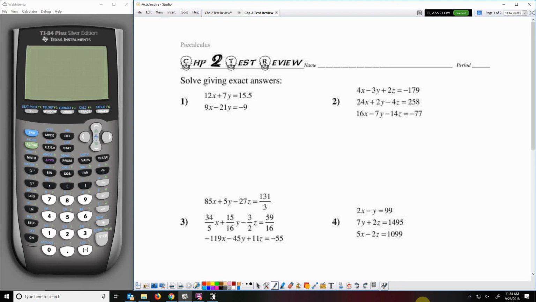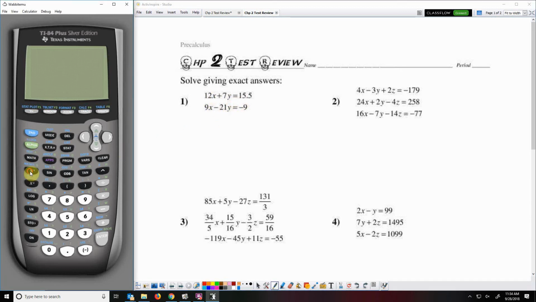Guys, it is time to review what we have learned so far here in Chapter 2. So we're going to start by solving systems of equations, and we can do all of that using our graphing calculator. So here we've got a 2x2 system.